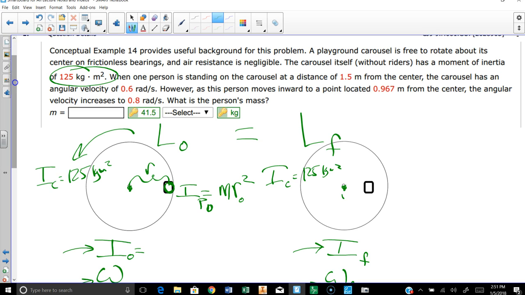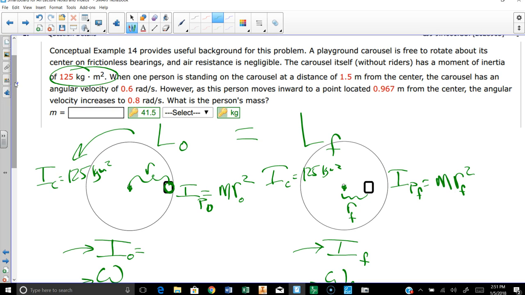But when he or she moves in, there is a new or final radius. It's smaller in this case. And so at this location, the I for the person finally is going to be the mass of the person times that final radius squared.